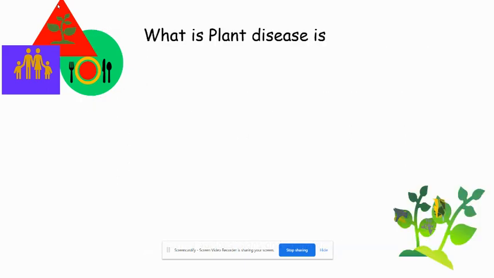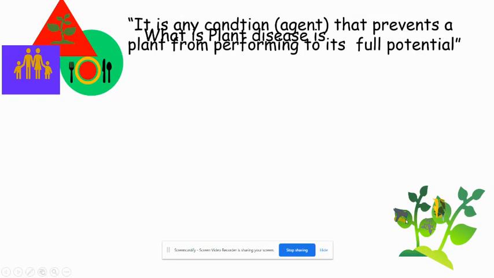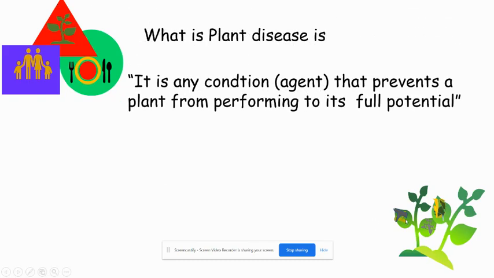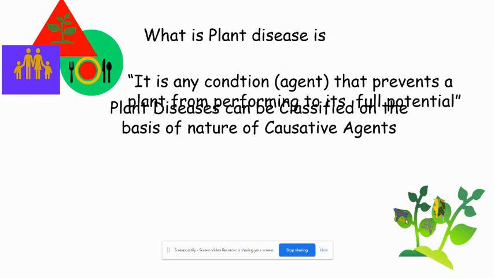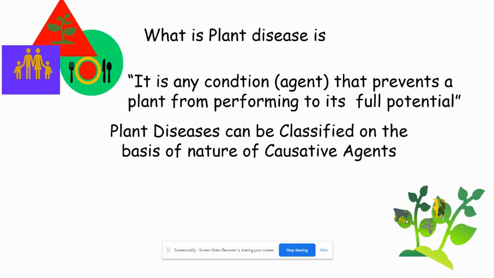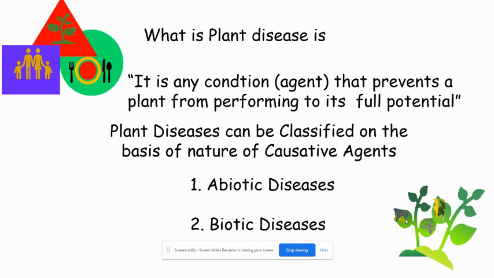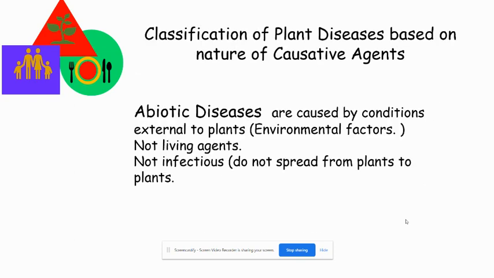If we ask what is plant disease, certainly your answer will be it is any condition or agent that prevents a plant from performing to its full potential. There are different agents which are responsible for the development of diseases. And on the basis of these agents, diseases can be classified as abiotic and biotic diseases.